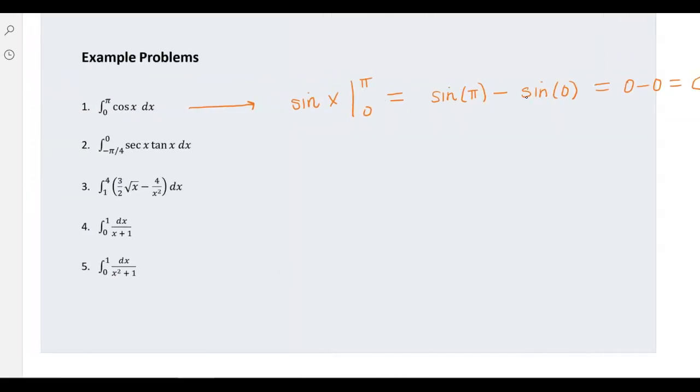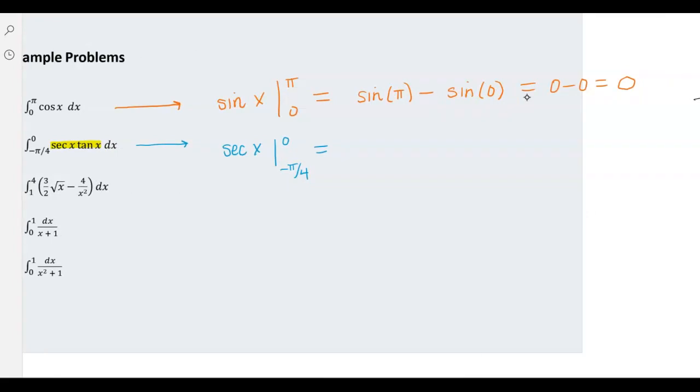All right, let's look at the second one. Again, we're asking ourselves what the antiderivative of secant x times tangent x is. We know that if we were looking at secant of x, its derivative would have been secant times tangent. So I'm going to say, all right, the antiderivative is secant of x, and I'm going to evaluate that between the boundary points, negative pi over 4 and 0. I take the upper bound and plug it into the function first, and then I subtract off the lower boundary point.